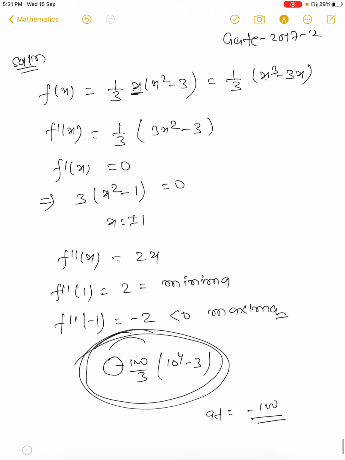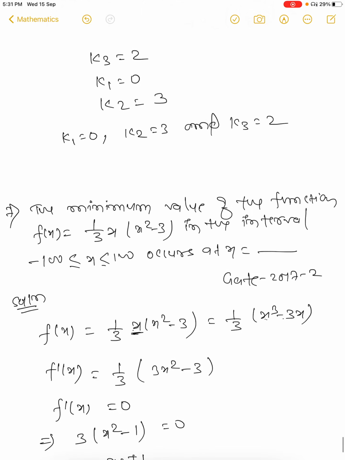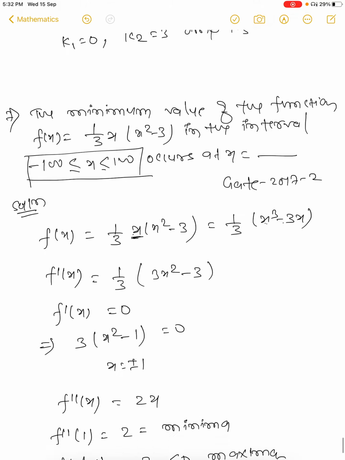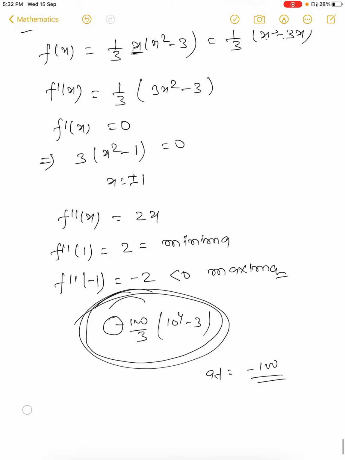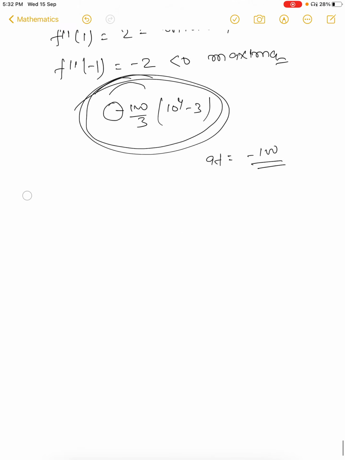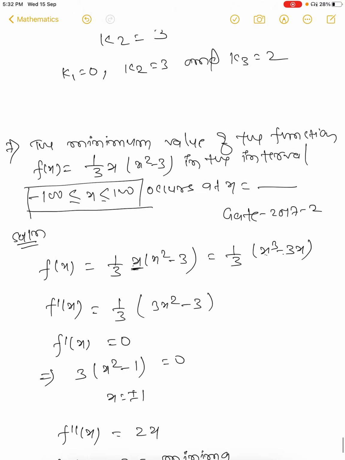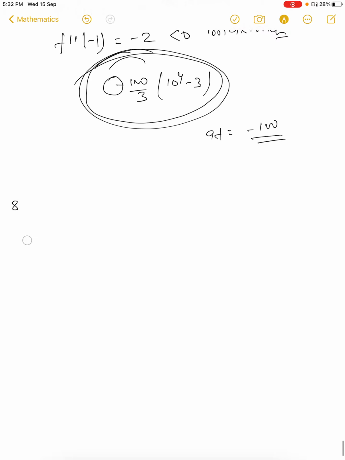And in the previous class I have already told you, whenever a closed interval is given, always check the endpoints of the interval. At the endpoints, definitely you will get something. Okay, so next question, which is asking GATE 2017. This one was question number 7, and this one is question number 8.